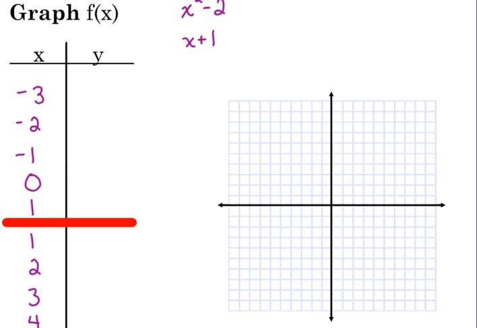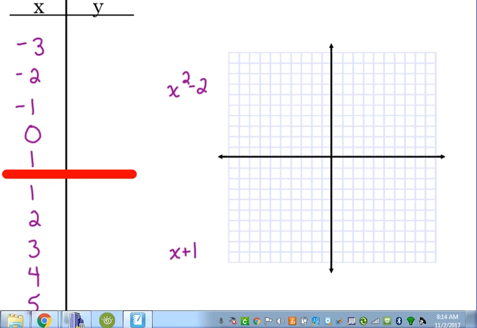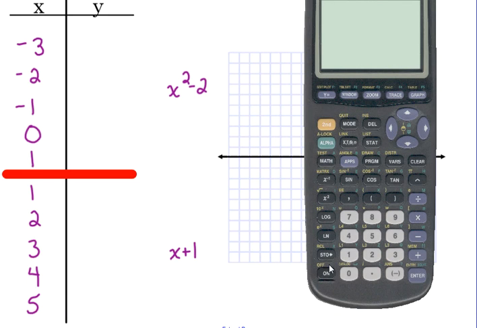Okay, here's where we're going to use our calculator. This part up here is the x squared minus 2. This part down here is the x plus 1. So we're going to put x squared minus 2 into our y equals, and then we're going to go to the table, and we're going to fill in those y values.